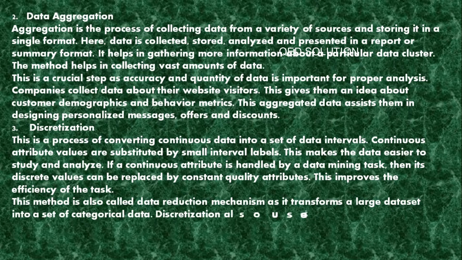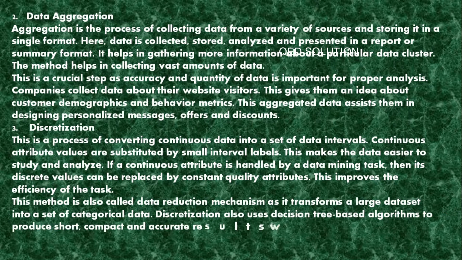3. Discretization. This is a process of converting continuous data into a set of data intervals. Continuous attribute values are substituted by small interval labels. This makes the data easier to study and analyze. If a continuous attribute is handled by a data mining task, then its discrete values can be replaced by constant quality attributes. This improves the efficiency of the task.